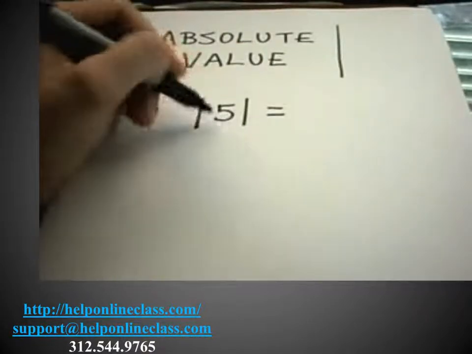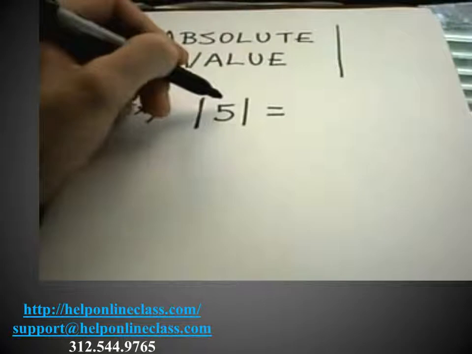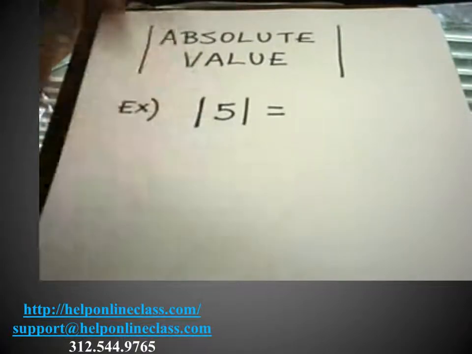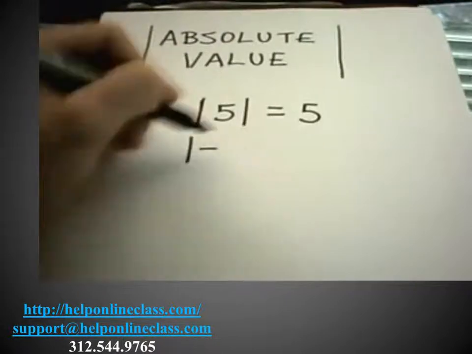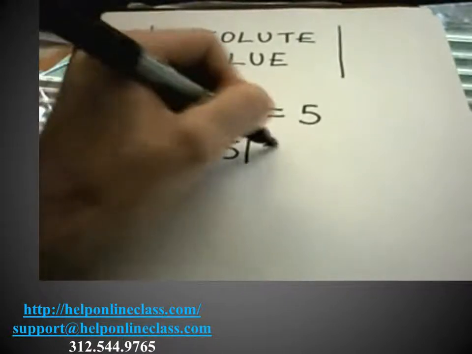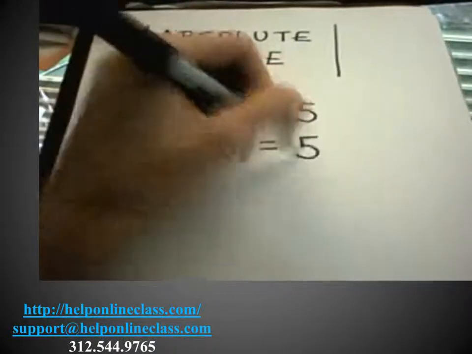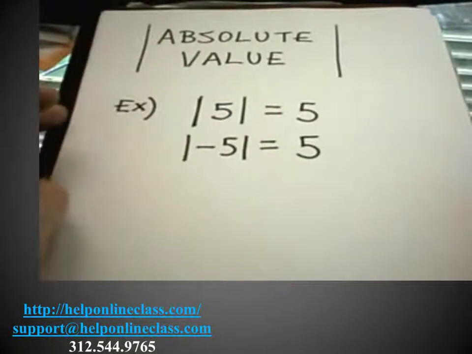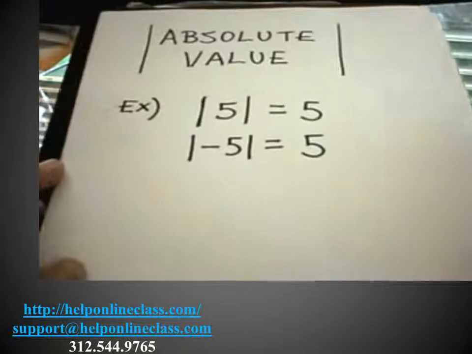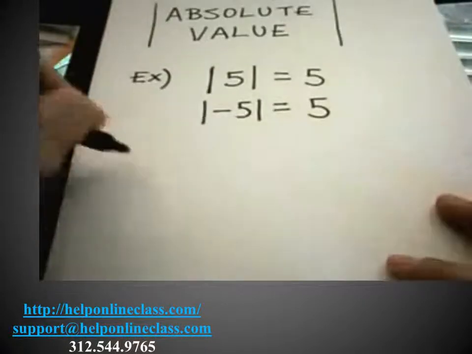Basically, it says the resulting number, if the number on the inside is positive, well then it stays positive. If it's negative, like -5, you just again make it positive. And that's somehow what absolute value does. It just makes things positive. So let's do a couple examples here.